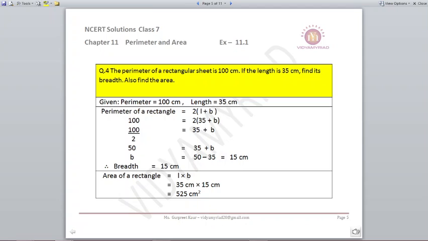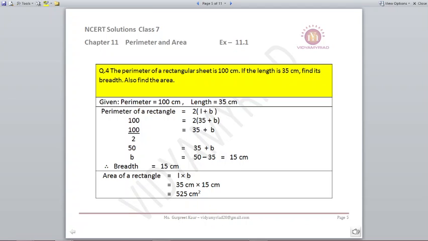Question number 4. The perimeter of a rectangular sheet is 100 centimeters. If the length is 35 centimeters, find its breadth. Also find the area. Now again, we are given the perimeter of a rectangle and we are given the length. So the formula for perimeter of rectangle is 2 into (L plus B), where perimeter we know is 100. So 100 is equal to 2 into length, also we know 35. For breadth, we will write it as B only. When we calculate, we will get breadth as 15 centimeters.